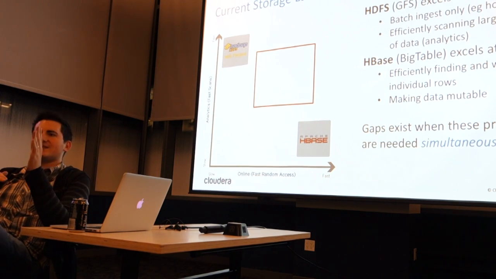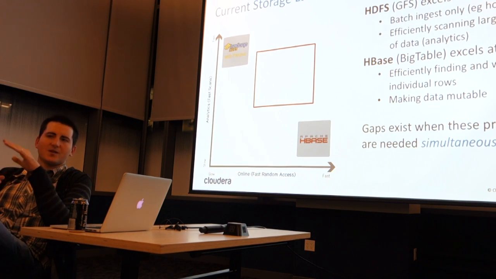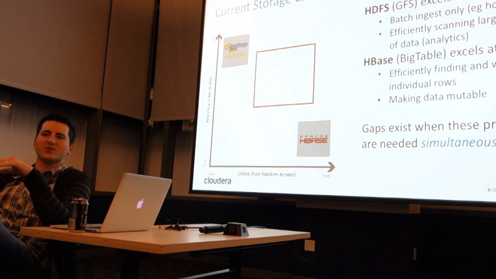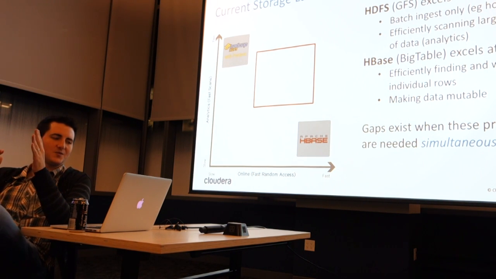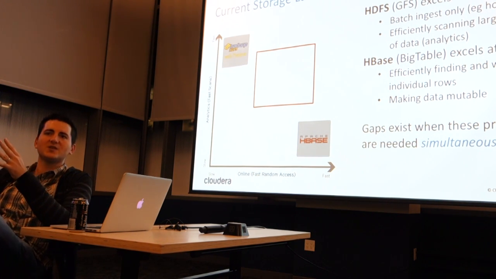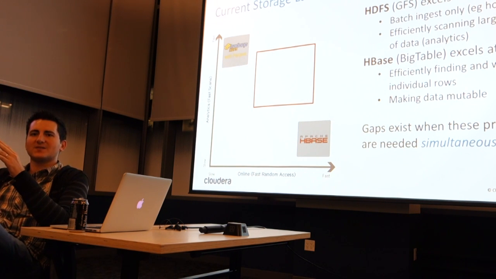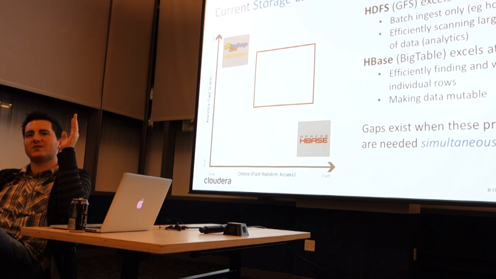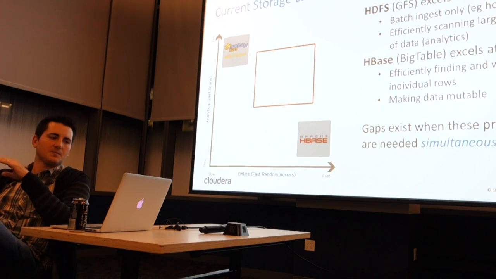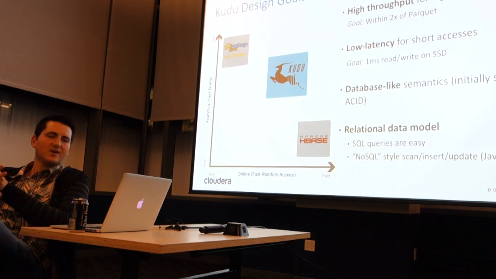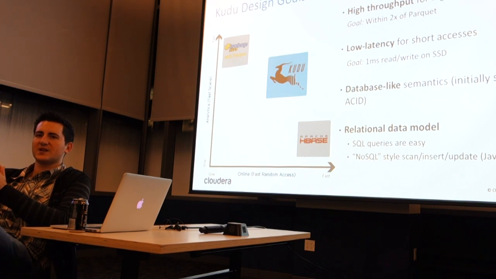If you plot that on an axis, with no numbers, the x-axis would be fast random access, and the y-axis would be sequential speed. You have HBase on one side, you have Hadoop on the other side, but there's nothing in the middle that does both at the same time. So that's why almost 3 years ago we set out to build Kudu.